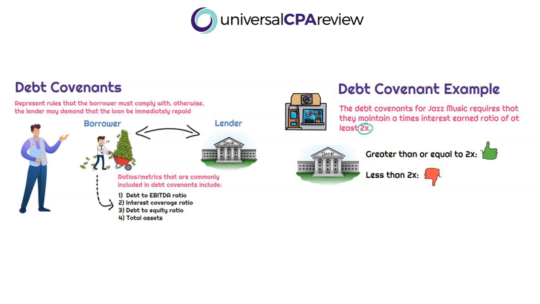So there are a lot of examples out there. We'll run through a few more when we go through multiple choice questions, but that is what a debt covenant is. So make sure you understand that at a high level, it's basically rules that a borrower must follow if they take on debt from a lender.